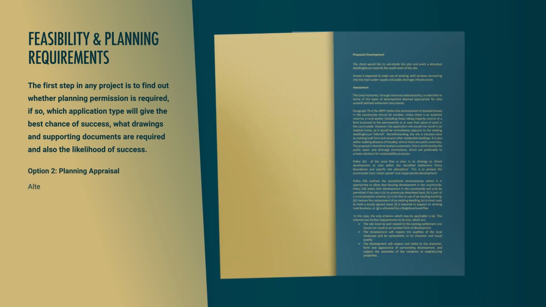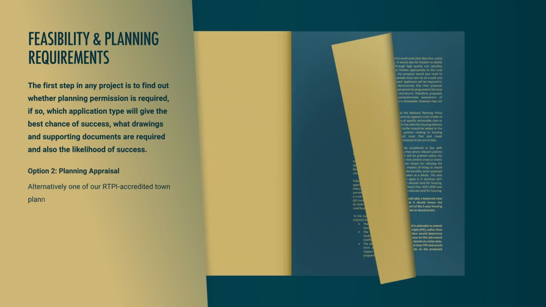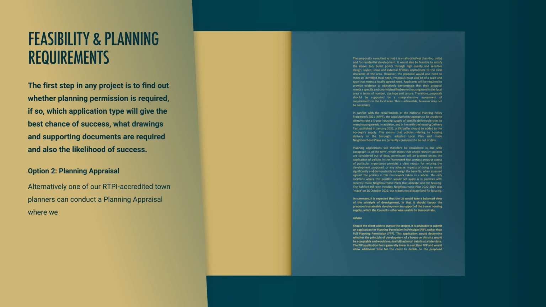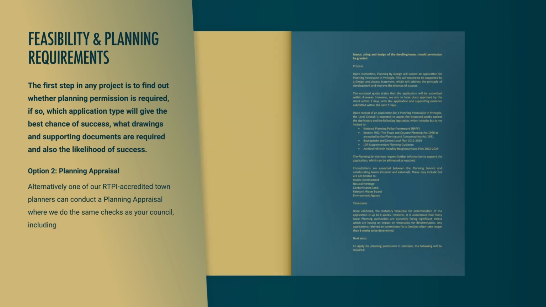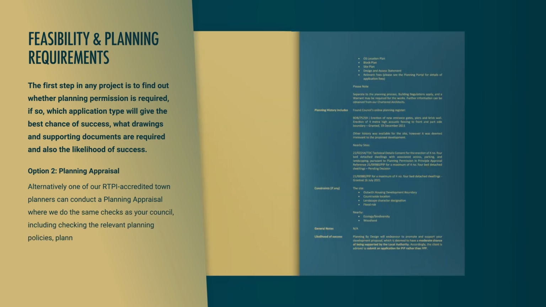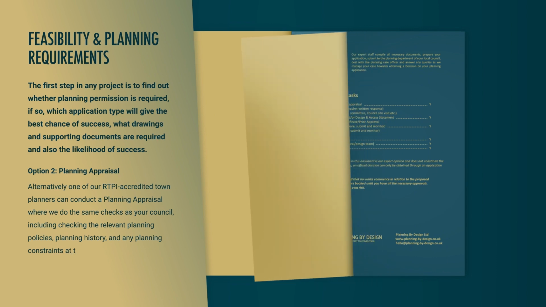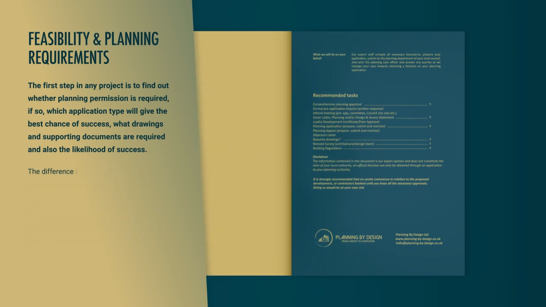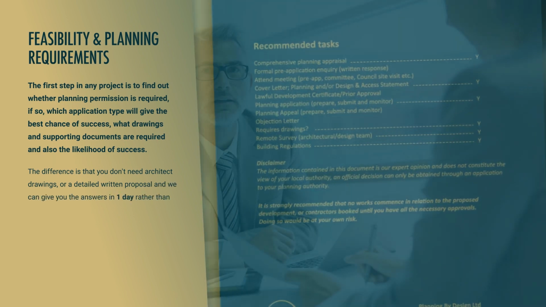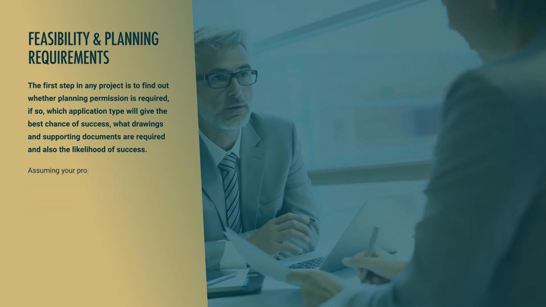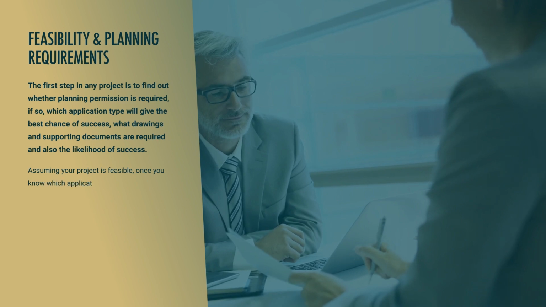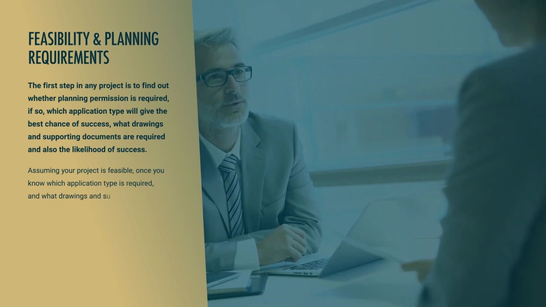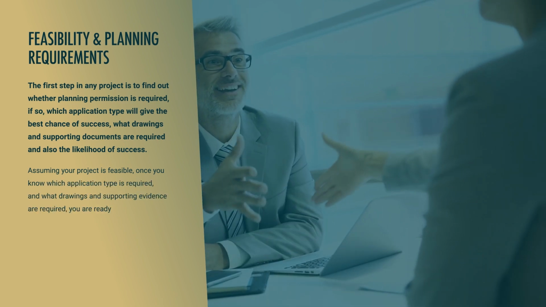Alternatively, one of our RTPI accredited town planners can conduct a planning appraisal where we do the same checks as your council, including checking the relevant planning policies, planning history, and any planning constraints at the site address. The difference is that you don't need architect drawings or a detailed written proposal, and we can give you the answers in one day rather than up to 8 weeks. Assuming your project is feasible, once you know which application type is required, what drawings, statements, and supporting evidence are required, you are ready to move on to the next step.